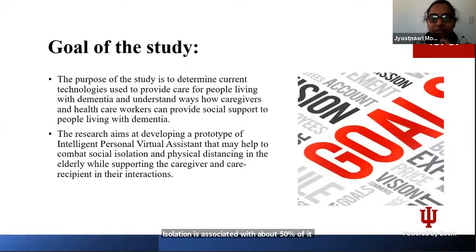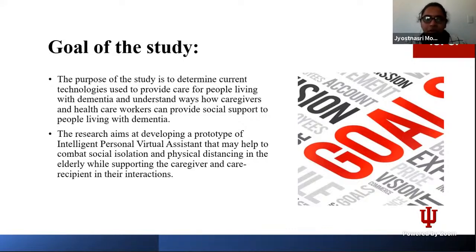The goal of the study is to determine current technologies used to provide care for people living with dementia and understand ways caregivers and healthcare workers can provide social support to people living with dementia. The research aims to develop a prototype of an intelligent personal virtual assistant that may help to combat social isolation and physical distancing in people living with dementia and the elderly, supporting the caregivers.